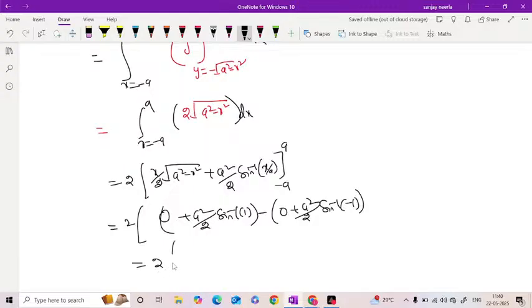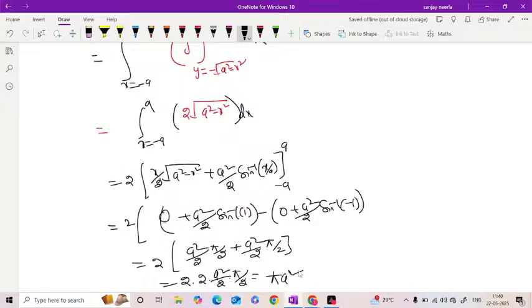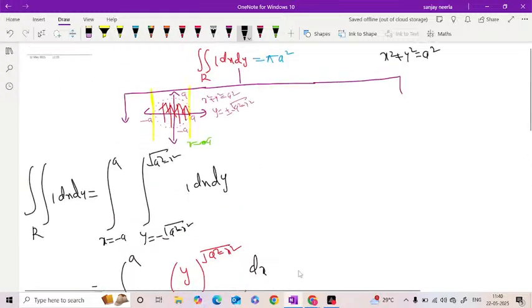That means 2 into a square by 2, into pi by 2 minus minus pi by 2, that is a square by 2 into pi. That means here we will get 2 into 2 a square by 2 pi by 2. So 4 cancels, and we get pi a square as the result. So this is the first one, the Cartesian form.